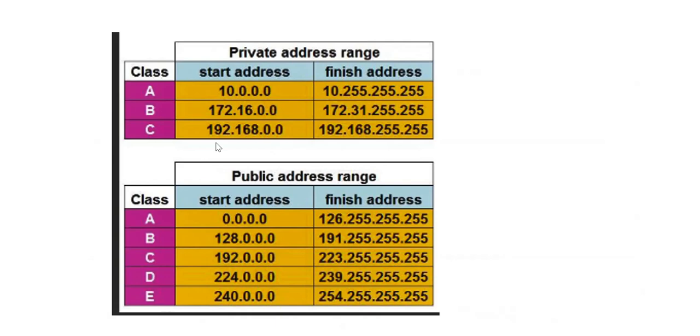Then there are two subdivisions: one is the public address range and the other is the private address range. The IP address space is divided into class A, B, C, D, E, etc. For each class, we have predefined private and public addresses. Public addresses can be routed over the internet. Private is within the organization.